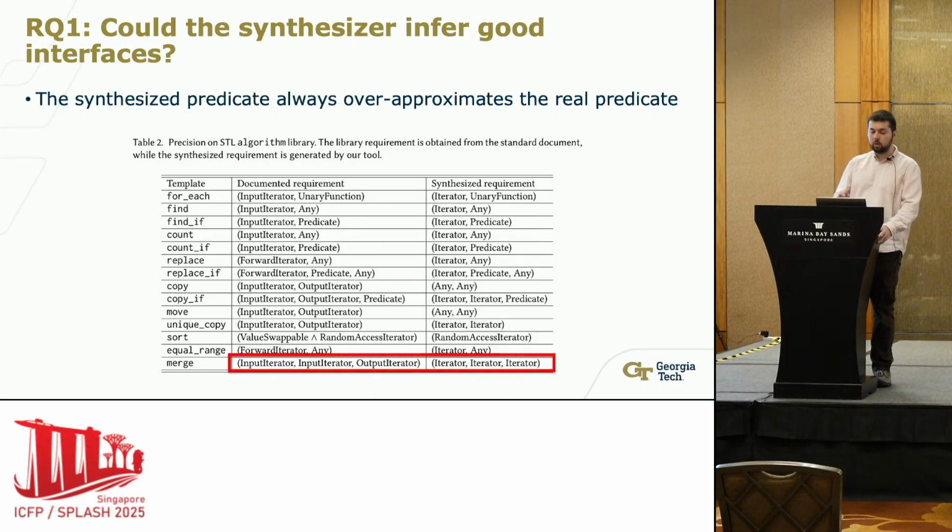So for example, if we look at the merge operation, the documentation says that this should be a triple with input iterator, output iterator. But our synthesizer says that all 3 of those should be an iterator. So it's an over-approximation. Yet you can see here that in most cases, it's a useful over-approximation. There are very few cases, just a couple, where we synthesize an any type where we don't know anything about the constraints.